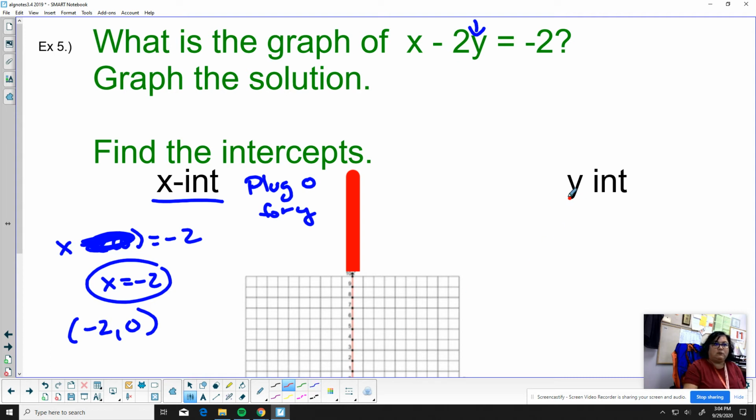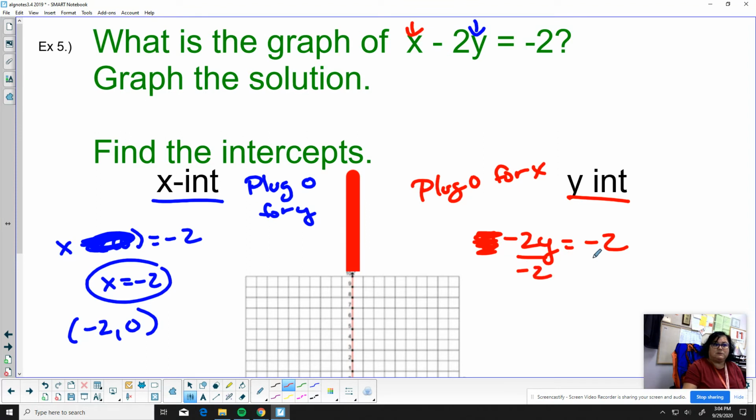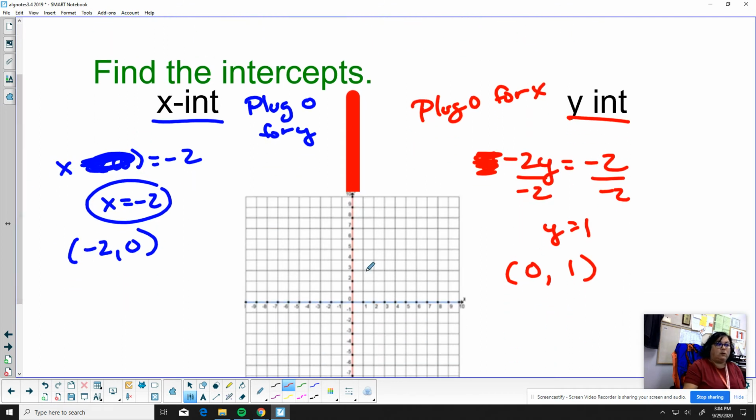And if I go over here and do the y, I plug 0 for x. So right there. So 0 minus 2y equals negative 2. Again, the 0 just goes away. Okay, 0 is nothingness. So now I can divide by negative 2, and y is 1. So this ordered pair is 0, 1. So now I can graph it. 0, 1 would be up 1, and negative 2, 0 would be left 2. So this is what my line looks like based on the intercepts.